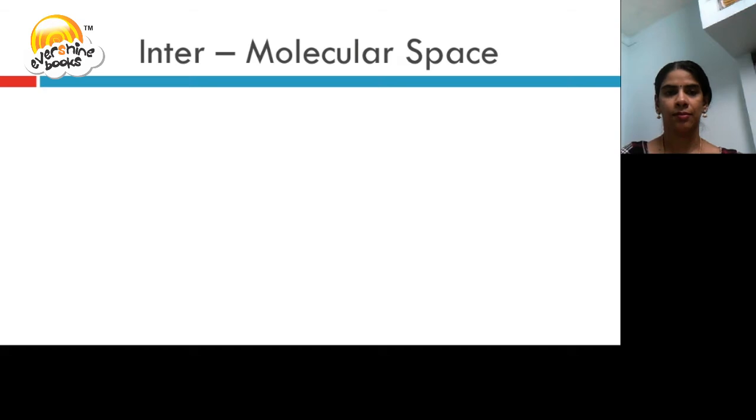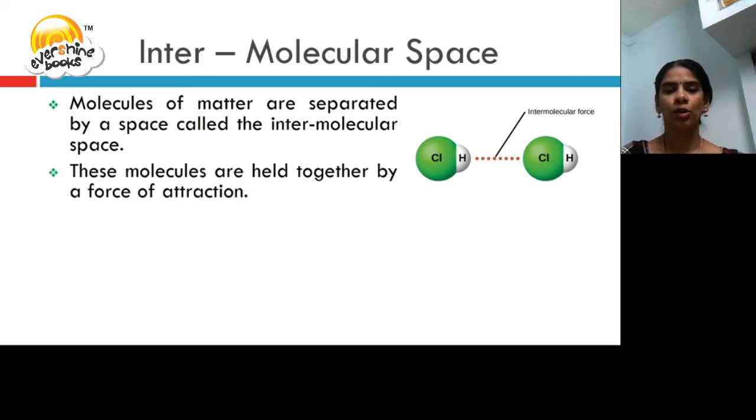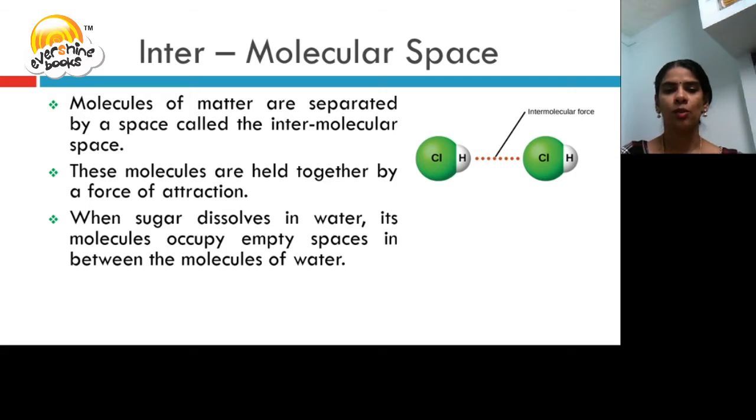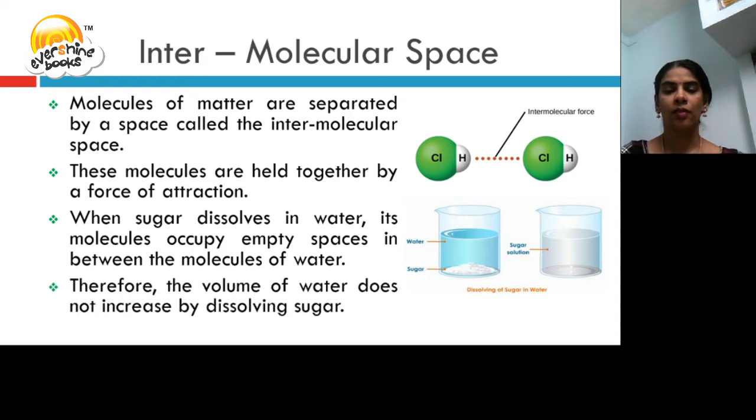Intermolecular space. Molecules of matter are separated by a space called intermolecular space. These molecules are held together by a force of attraction. When sugar dissolves in water, its molecules occupy empty spaces in between the molecules of water. Therefore, the volume of water does not increase by dissolving sugar.